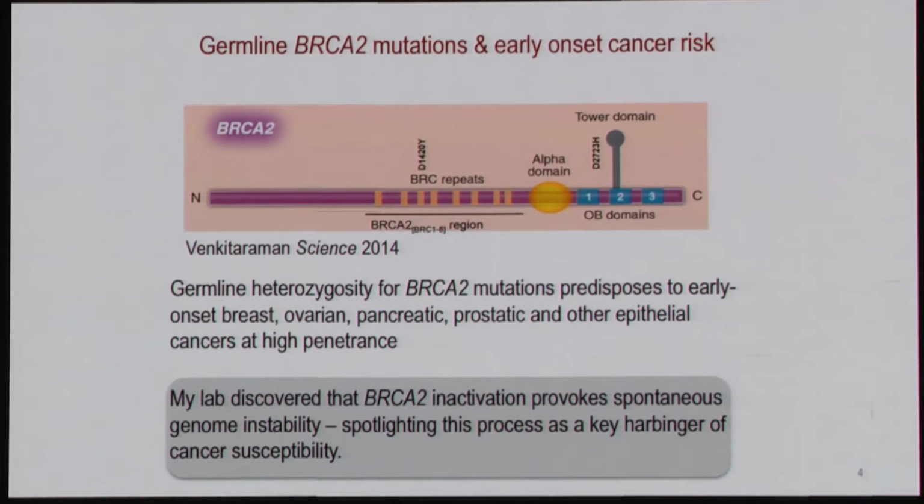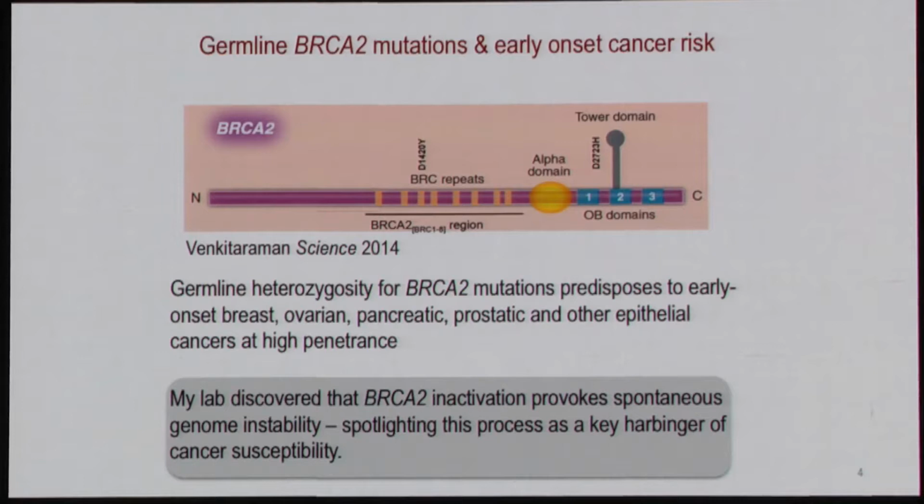The protein encoded by BRCA2, as you can see in this cartoon, is ginormous. 3,418 amino acids in the mouse. Moreover, the protein sequence contains no similarities to proteins of known function. So when we started to analyze its function, we really were starting from ground zero, if you will.